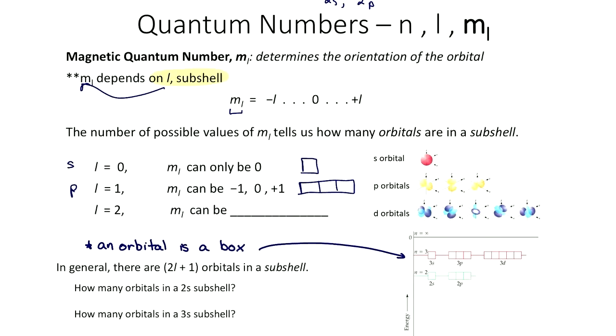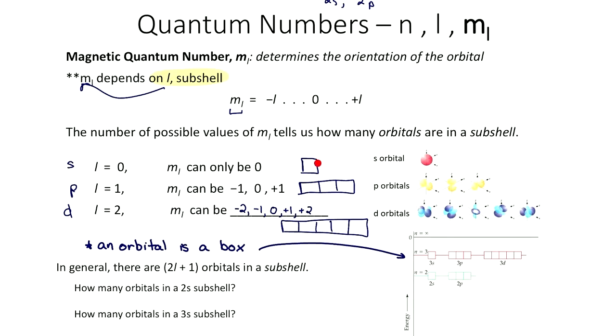Let's do the same thing with l equals 2. This is a d subshell. Let's actually get the numbers themselves. m sub l can be -2, -1, 0, +1, +2. So how many boxes do I draw? 5, yes, 1, 2, 3, 4, 5. Look at the picture over here. How many different orientations are there? 5, yeah, so 5 boxes. We can fit 2 electrons in each box, so a d subshell can hold 10 electrons.